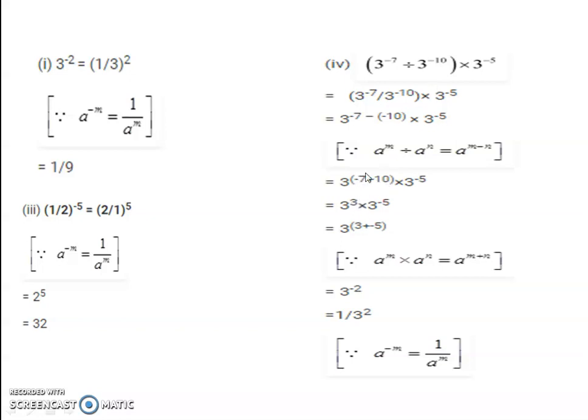So 3 here. After getting 3, you are having the product rule. Product rule means addition of exponents. 3 plus negative 5. It's negative 2. So your question was to express the answer in positive notation. So you will have 1 by 3 raised to 2.